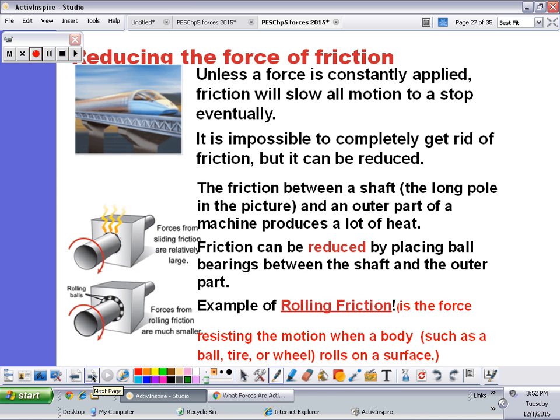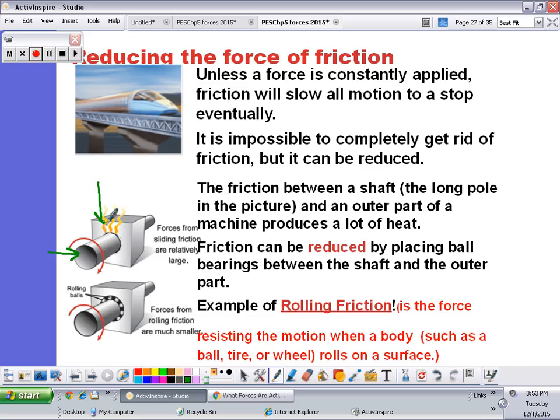And our other one that we're looking at is rolling friction. So unless a force is constantly applied, friction will slow all motion to a stop eventually. So really, you can reduce friction, but you can't really take it all away. It is impossible to completely get rid of all of it, but it can be reduced. So friction between a shaft and a long pole in a picture over here to the left. So here's the long pole, the shaft that they're talking about, and the machine here.